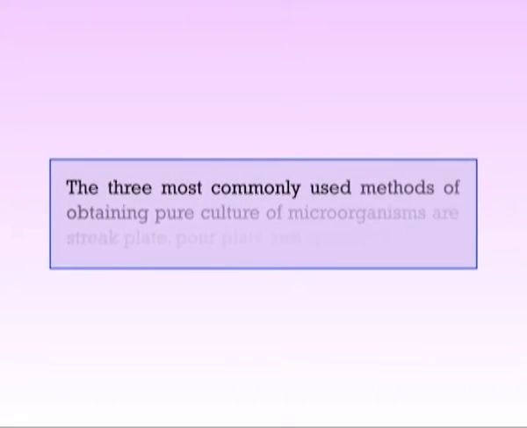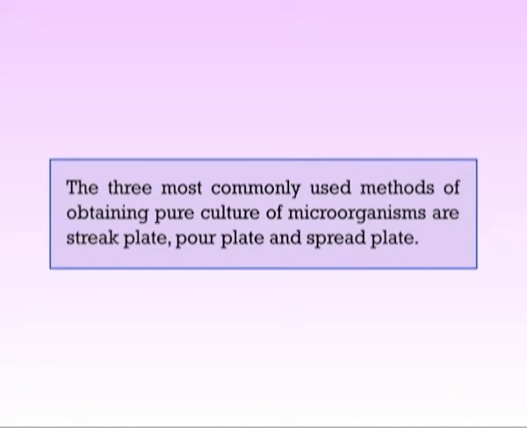This pure culture is maintained in the microbiological laboratory to study the colony characteristics, biochemical properties, morphology, staining reactions, immunological reactions, etc. The three most commonly used methods of obtaining pure culture of microorganisms are the streak plate, pour plate, and the spread plate.